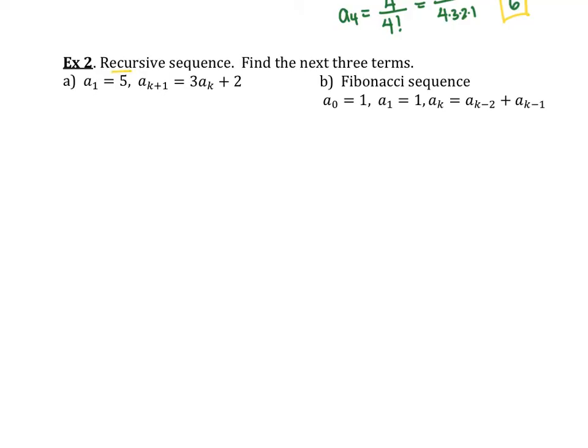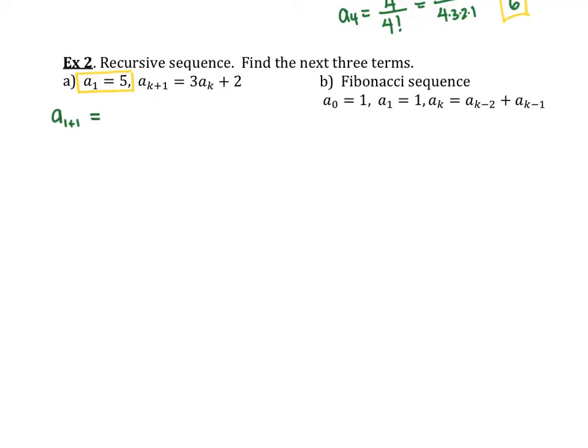Okay, so they tell me that a1 is 5. So I already have the first term. I need to find the next 3 terms. Okay, and then they tell me this rule: a sub k plus 1 equals 3 times a sub k plus 2. Okay, so let me think about what this means. The only term they gave me is the first term. So let me think. If I want to find a sub 1 plus 1, I picked k as 1 because I know what a1 is.